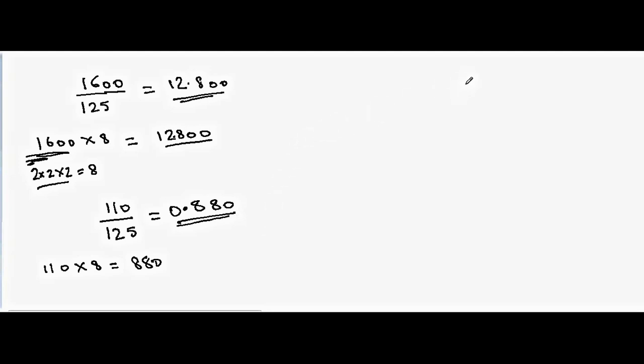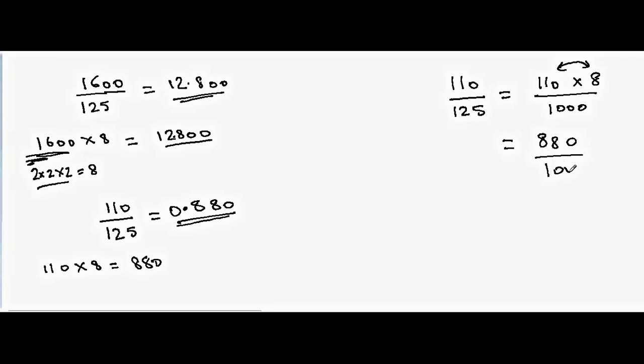So how I come up with this trick is, I have 110 and I have 125, so that will be equal to 110 into 8 divided by 1000. In this case I'm just multiplying the number by 8 and then dividing by 1000. So that's equal to 880 divided by 1000, that's equal to 0.880.